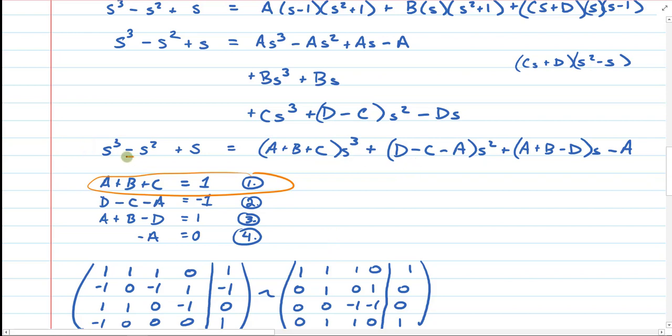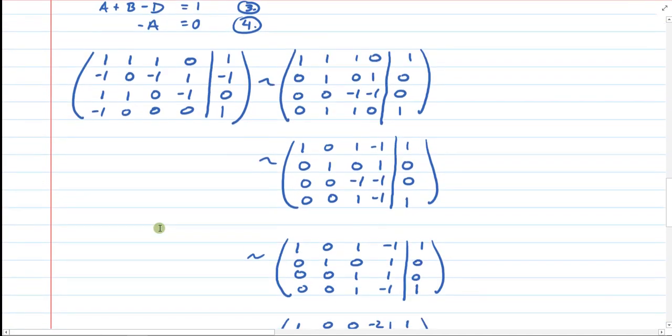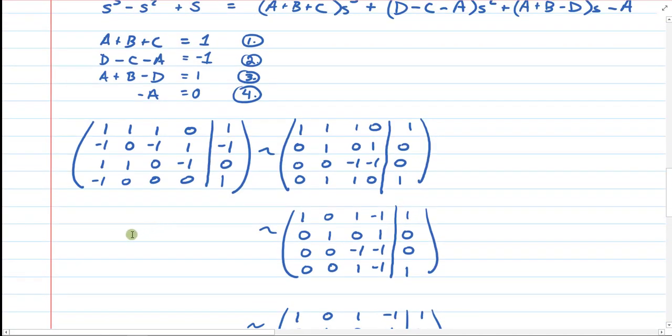Likewise, I equate this -1 with the coefficient of s squared over here. That's how I get the second equation, then the third equation, then watch the fourth equation. Notice there's no constant term, so that's an understood plus 0, which is how we got that fourth equation of minus A equals 0.